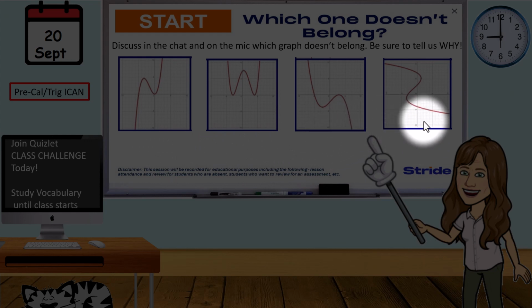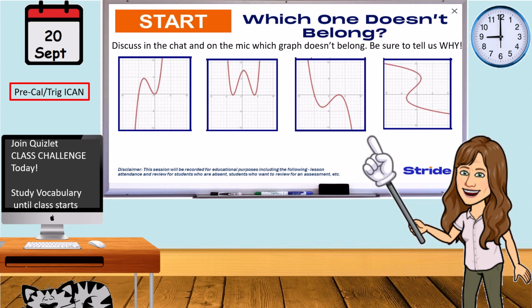Now this one looks similar to the first and third, but I'm going to use the vertical line test. So if I draw a vertical line and it only touches one point, then I have a function. Now it works in 1, 2, and 3. But the vertical line test does not work here. So this intersects at 3 points, so this is not a function. This one does not belong.